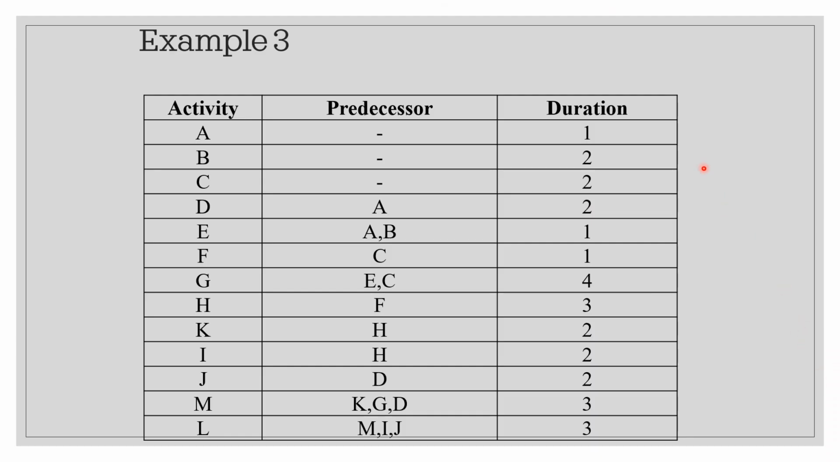Okay, this is example 3 that I have given you in the last class. This example consists of activity A to activity L, and it is also provided with a predecessor and the duration of each activity. To ease the drawing of the network analysis, I've attached the table at the bottom so that it is easy for us to refer to the table of example 3.